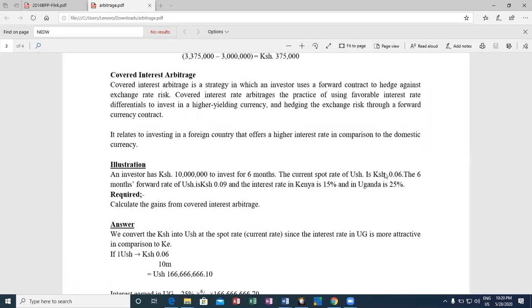We are told covered interest arbitrage is a strategy in which an investor uses a forward contract. An investor makes use of what here? A forward contract to hedge against the exchange rate risk. If you are asked to define covered interest arbitrage, just remember that under covered interest arbitrage, this person is making use of the forward contract to cover. That's why you normally call it forward contract cover. To cover his interest rate risk exposure.